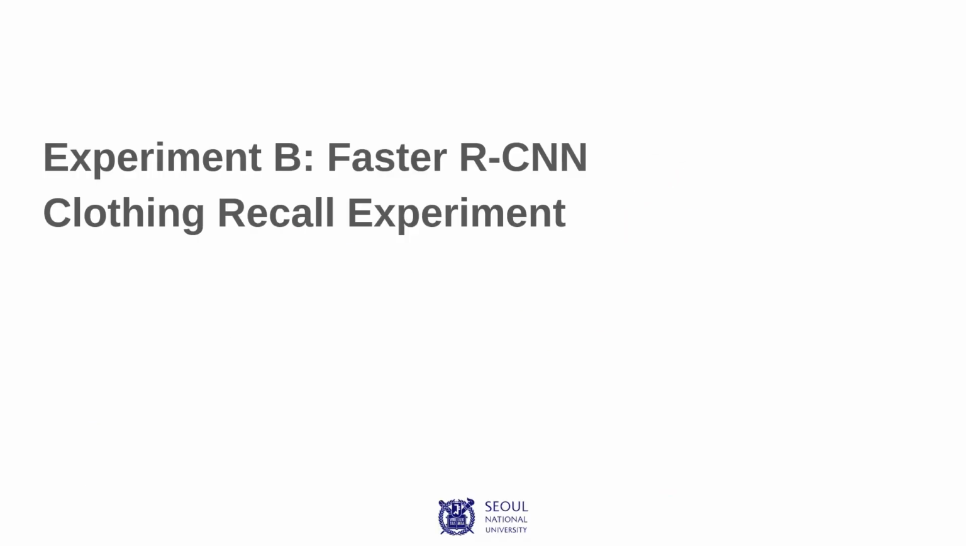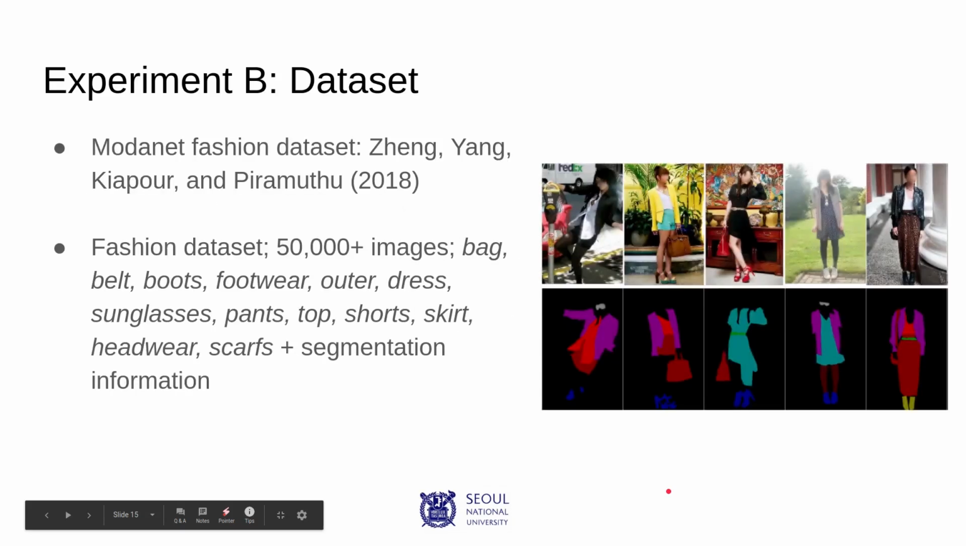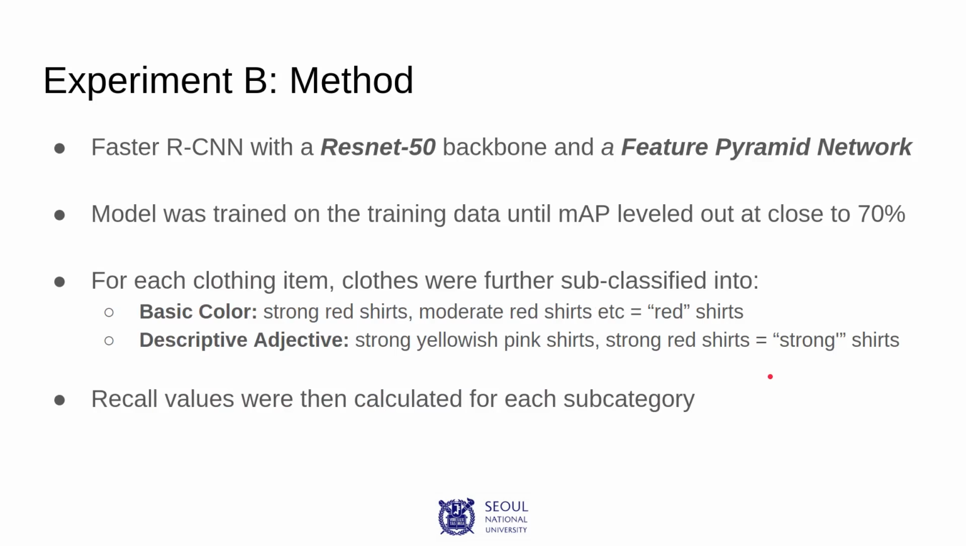The second experiment that we did, the Faster R-CNN clothing recall experiment, investigated how clothing color would affect performance on object detection tasks. The dataset that we chose for this experiment was the ModaNet fashion dataset. This is because we were looking for a dataset with lots of different color objects that had completely different colors. Clothing seemed very appropriate for that because clothes come in all sorts of different colors. For the methodology, we just used a Faster R-CNN with a ResNet 50 backbone and a feature pyramid network. We continued to train the model up until the mAP score leveled out at around 70%.